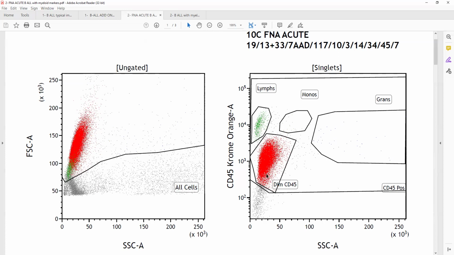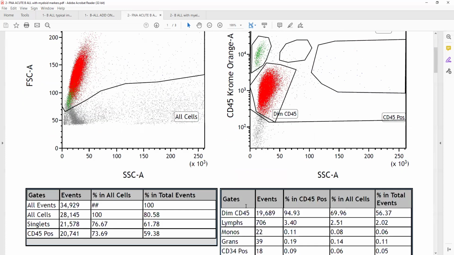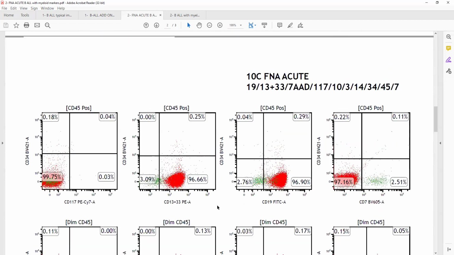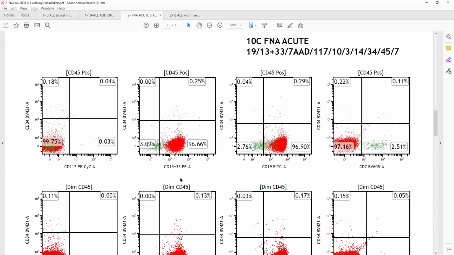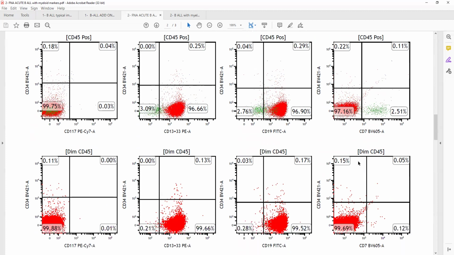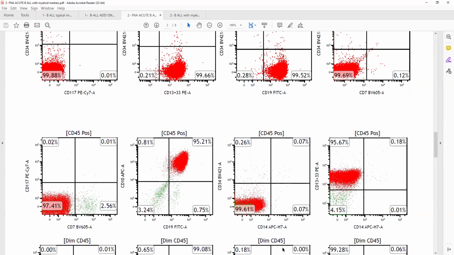So here we do have an expanded dim CD45 population. This population is negative for CD117, which is an immature myeloid marker. However, CD13 and CD33 are positive in this population. CD19 is also positive in this population, and CD7 is negative. So as you can see, we do have expression of myeloid markers like CD13 and CD33, and we do have an expression of the B-cell associated antigen CD19. So let's keep looking.